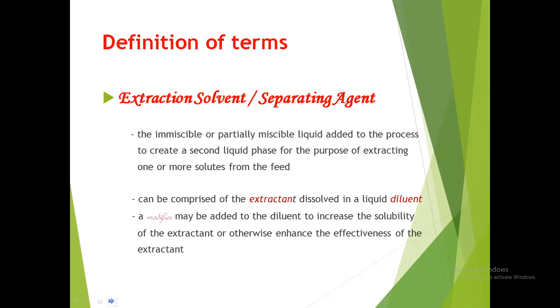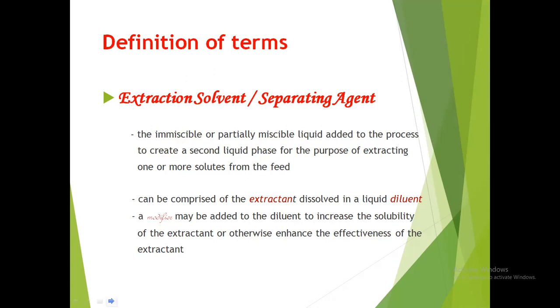Okay. Now, more on the definition of terms. There are terms here that you will be encountering in the process of liquid extraction, and it's very important that you understand these terms as well. You can find this as well in the handbook. When you speak of the extraction solvent, we are referring to the separating agent, the one that is responsible for the actual separation. It is the immiscible or partially miscible liquid added to the process. It could be 100% miscible, forming a 100% homogeneous solution with your feed, or it could be only partially miscible with the feed. Its purpose in being added to the feed is to create a second liquid phase for the purpose of extracting one or more solutes from the feed.